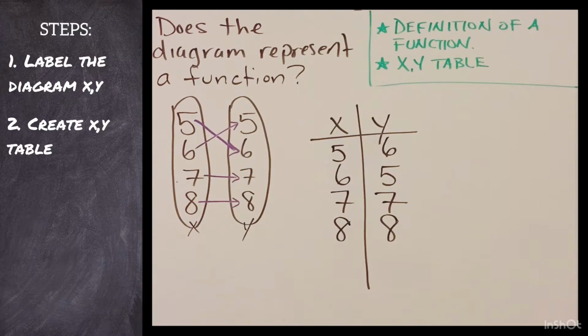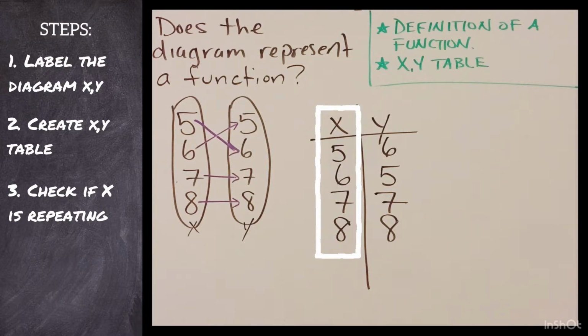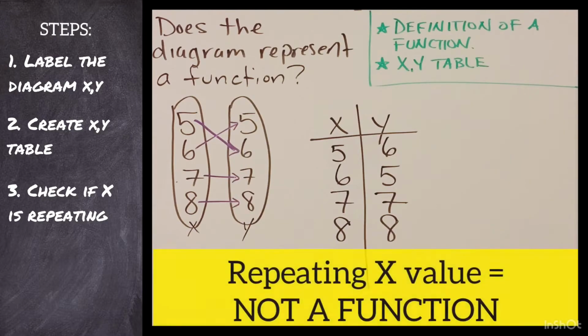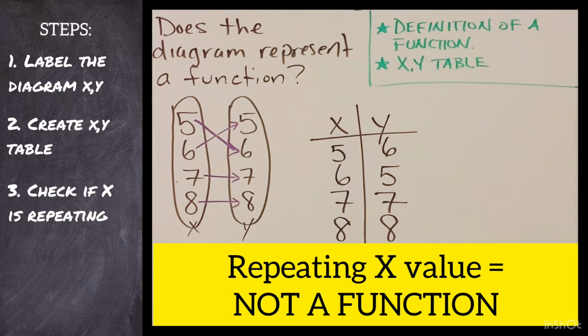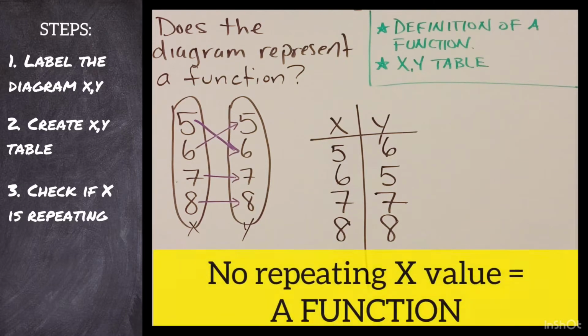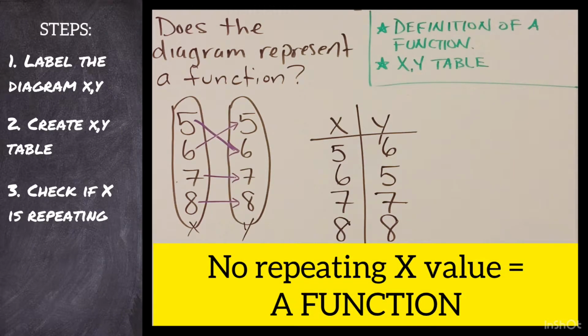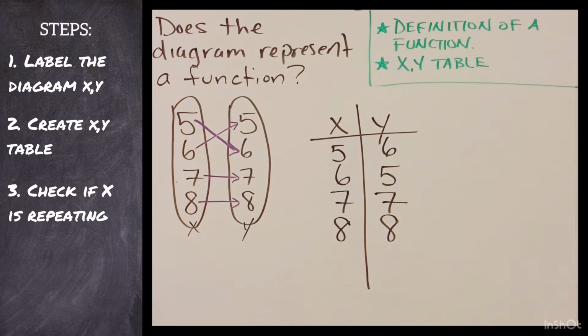Now, next step, we're going to look at our XY table, specifically the values that are in the X column, and we're going to see if any number there shows up more than once. If a number shows up more than once, then that means that this is not a function. If a number only shows up one time, then that means the x does not repeat and it is a function. So let's take a look.